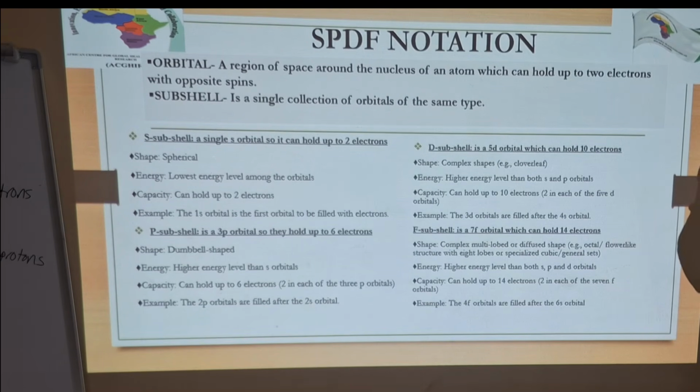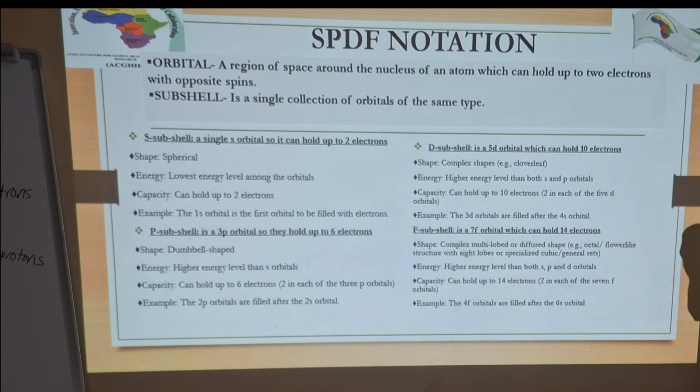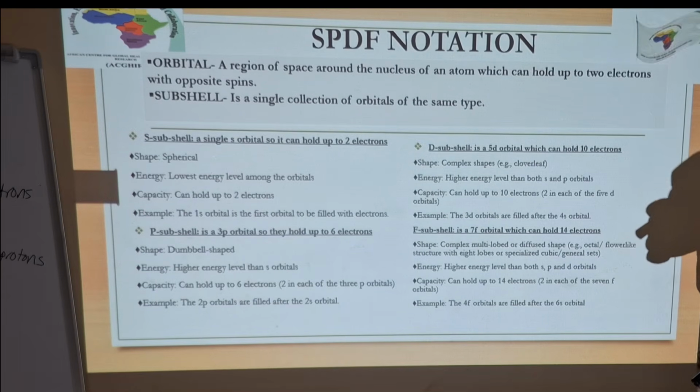We move on to the p subshell, which has 3 p orbitals and can hold up to 6 electrons. The shape is dumbbell shaped, with a higher energy level than the s orbitals. Its capacity is up to 6 electrons, 2 in each of its 3 p orbitals. Example, the 2p orbitals are filled with electrons only after the 2s orbitals have been filled.